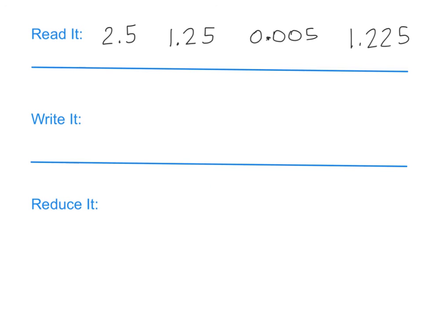Pause the video while you try these 4. Read each one separately, write it as a fraction or mixed number, and finally reduce it. The first one would be read 2 and 5/10. So if I think of that fraction or mixed number, since I said an and something besides 0 in front of that, it's 2 and 5 over 10, 5/10. Those both divide by 5 to give me 2 and 1/2.